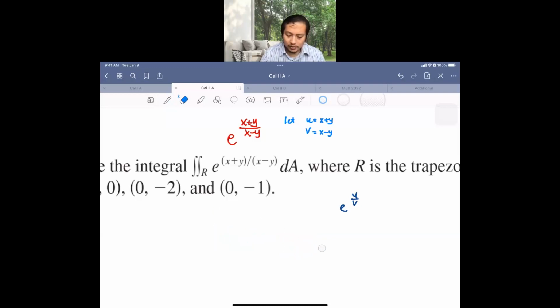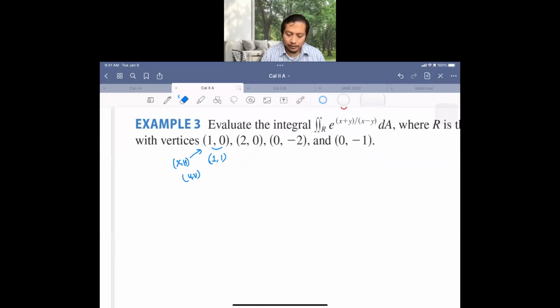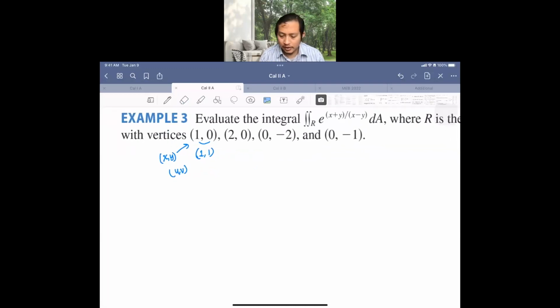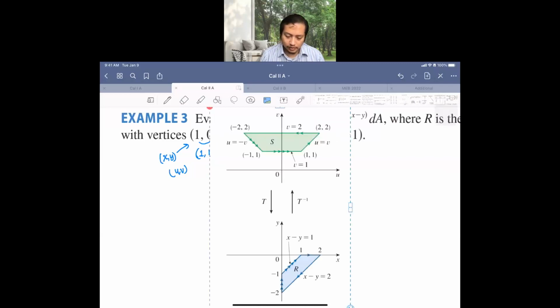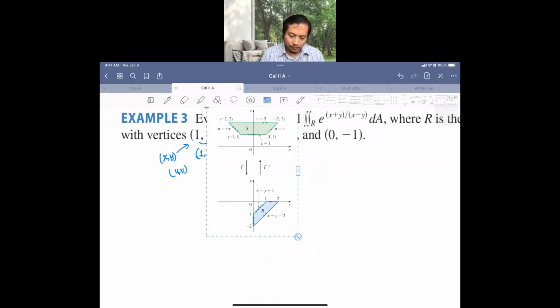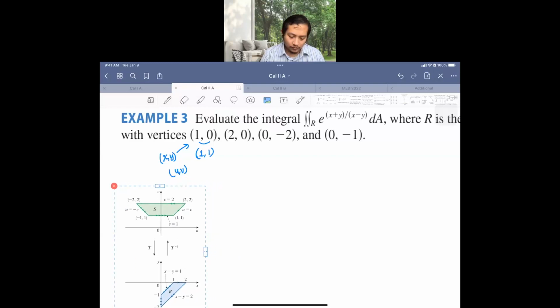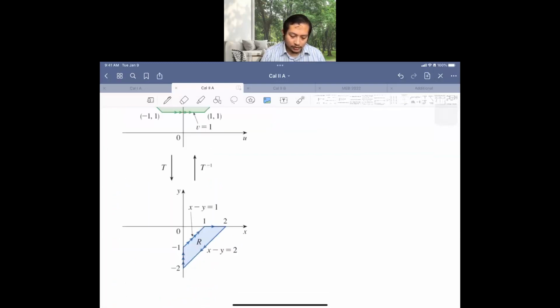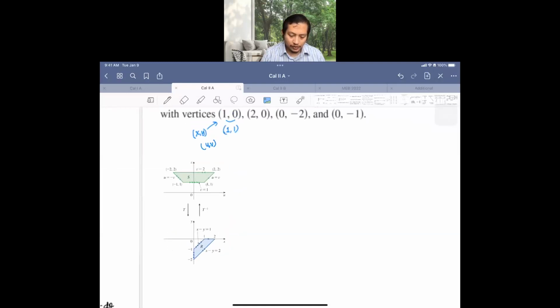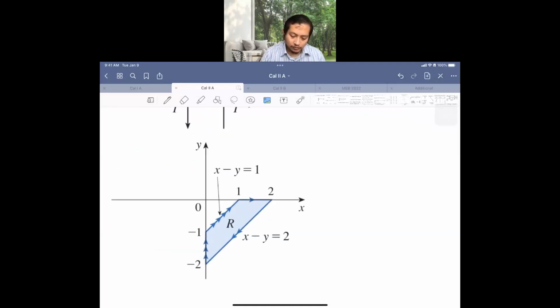Now let's take our curve. First, we can at least draw our R. It is this one. We have 1, 0, 2, 0, 0, negative 2, 0, negative 1.